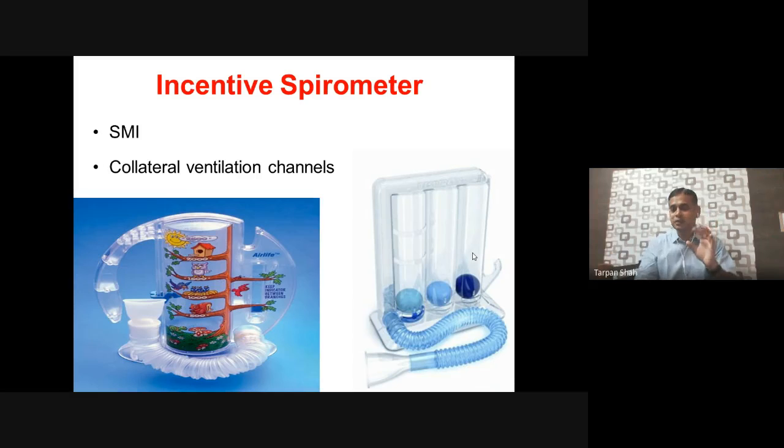So SMI means what? If your patient is able to perform this, first instruction, it has to be kept in such a way that there should not be any air leak from the corner of the mouth. Second, it has to be kept on the level like this. Third, taking 1 ball, 2 ball, or 3 ball up, it is important, but not that much. Our importance is after taking the 1 ball, how many seconds they are able to hold.